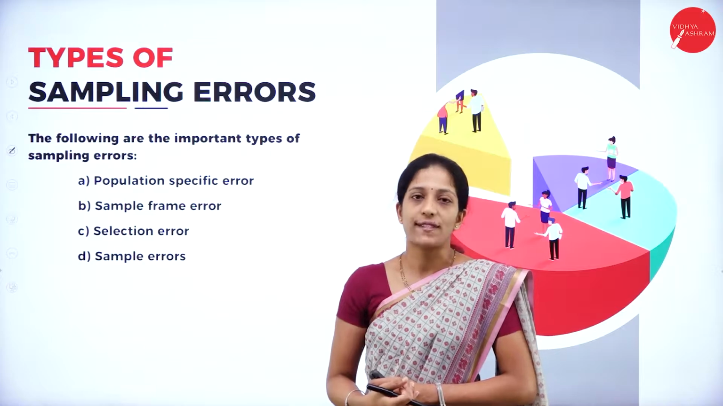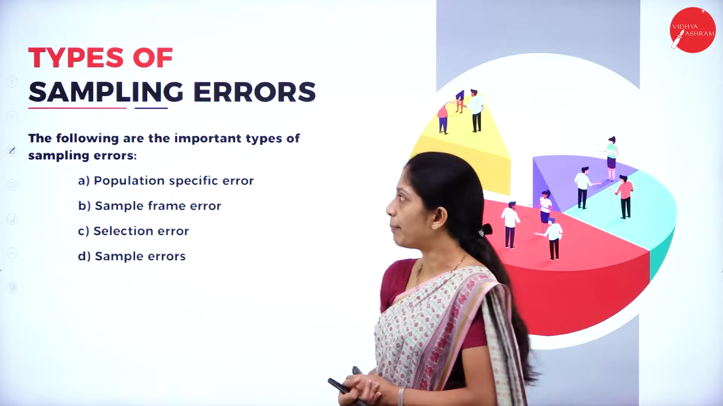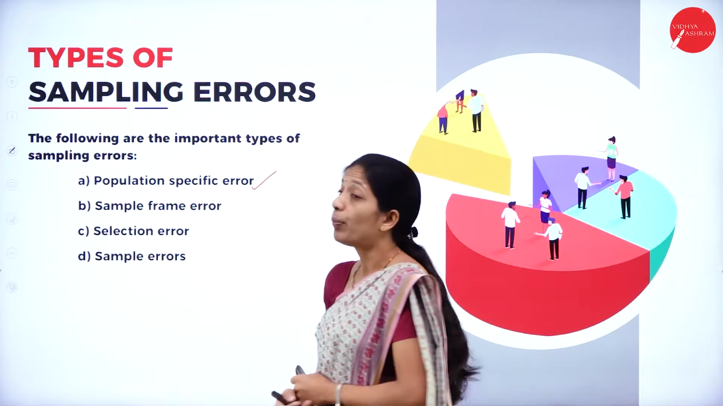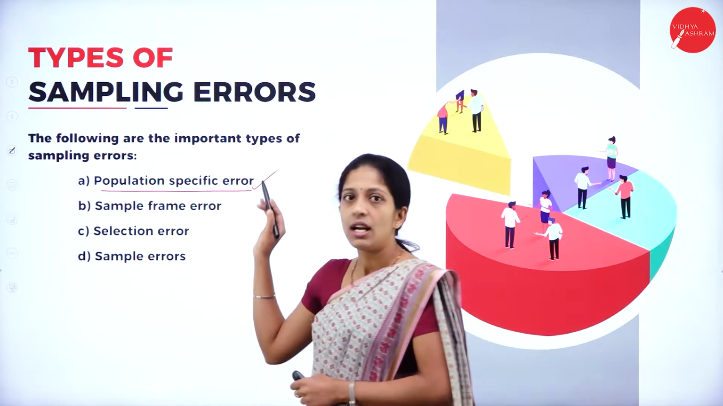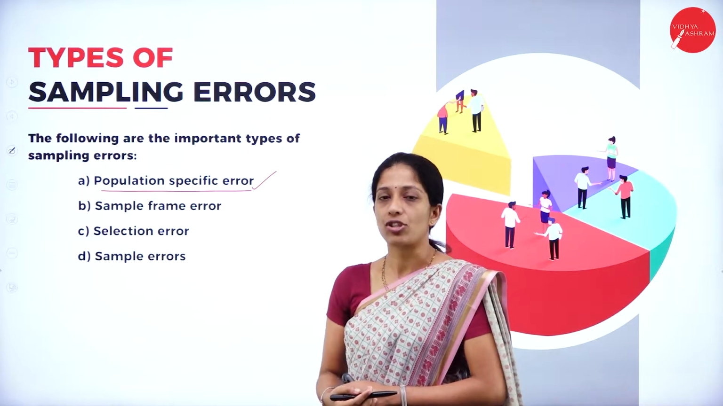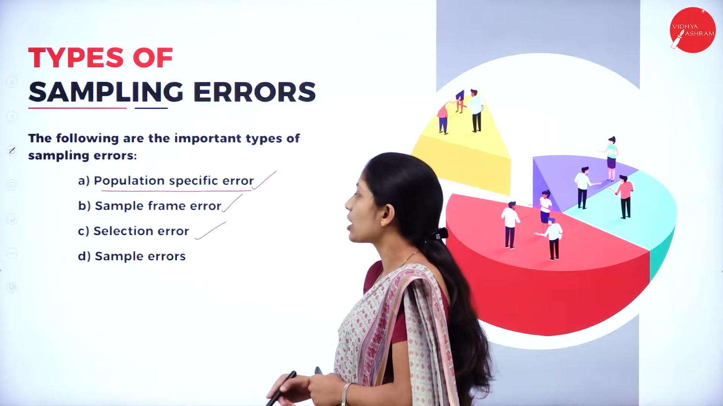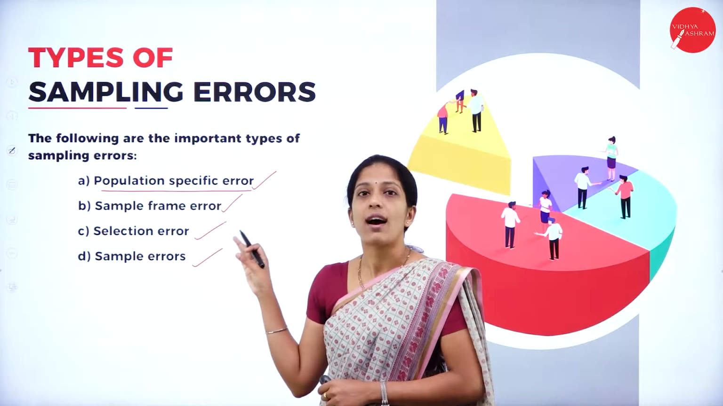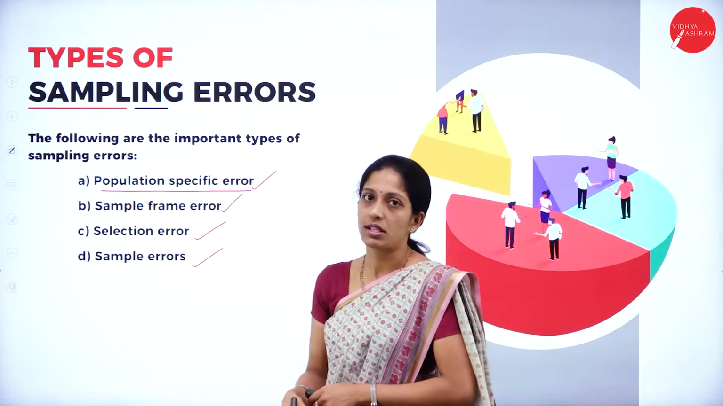Now coming to the types of sampling error, let us see what are the mistakes that the researcher will make while selecting the sample. The following are the important types of sampling errors. The first one is population specific error. Let us see what this population specific error is later. For the time being, remember there are 4 types of sampling error. The first one is population specific error, the second is sample frame error, the third is selection error, and the fourth is sample errors. In these 4 situations, our sample goes wrong or the selection of the sample goes wrong.